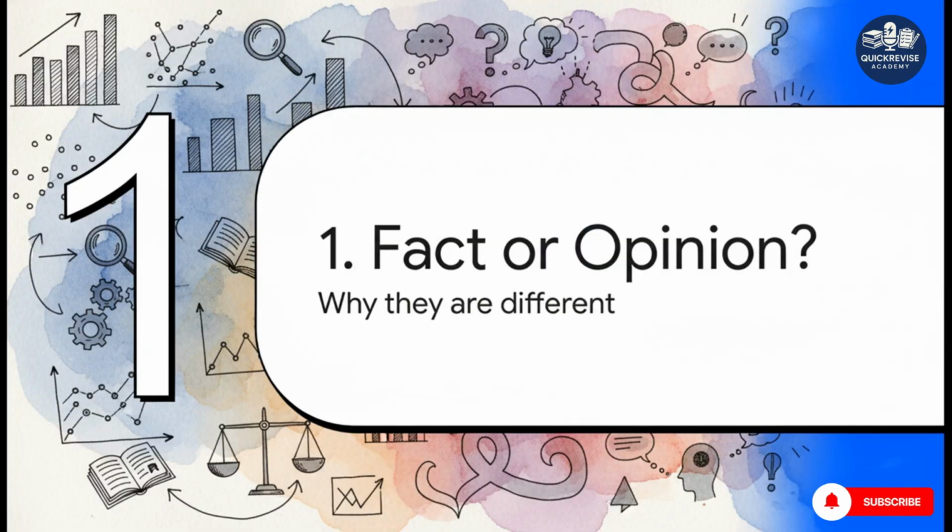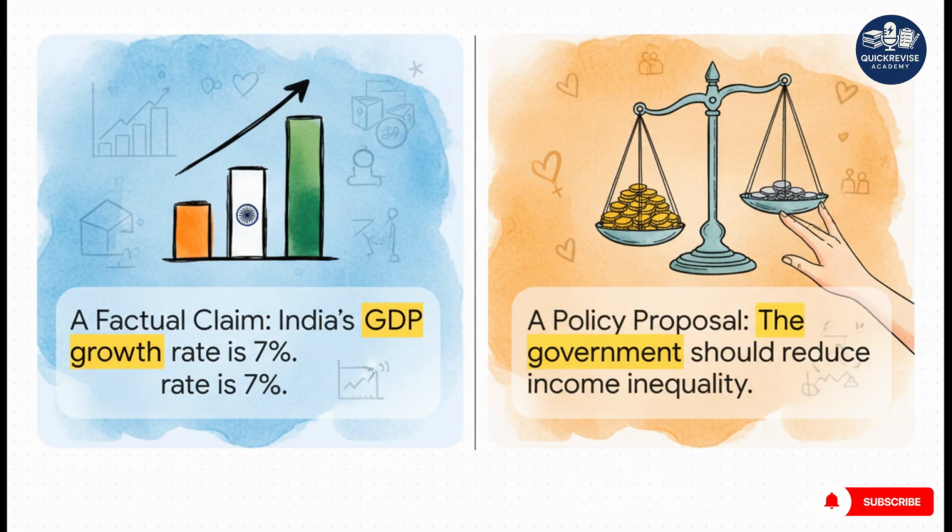Fact versus opinion. In economics, this distinction is, well, it's everything. You see, not all statements that sound economic are created equal. So how on earth do we tell them apart? Just look at these two statements. On the left, we've got a factual claim. India's GDP growth rate is 7%. Now, this is either true or it's false.